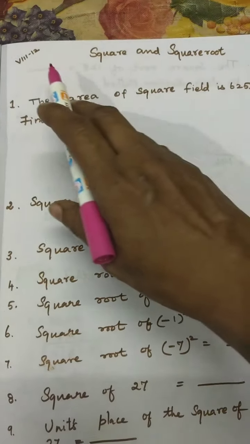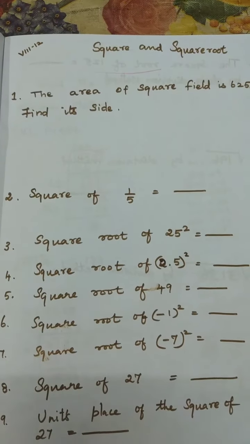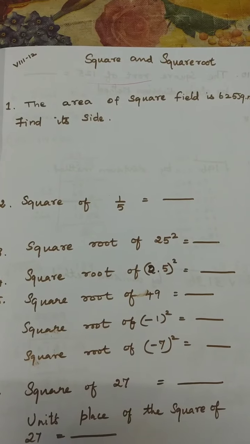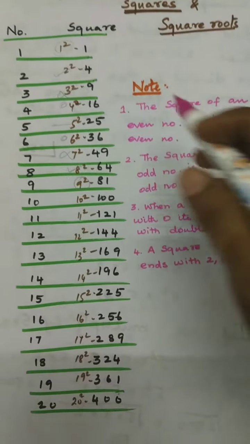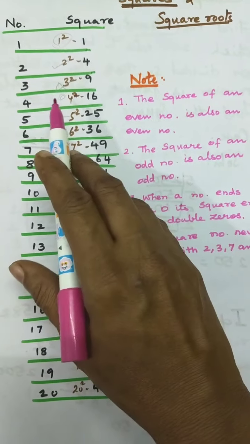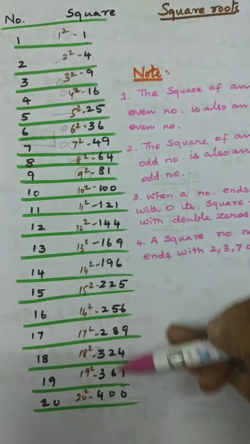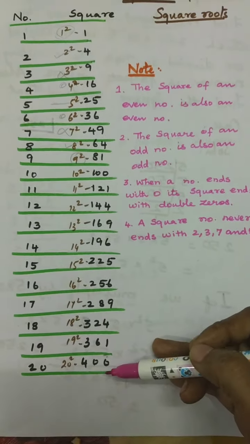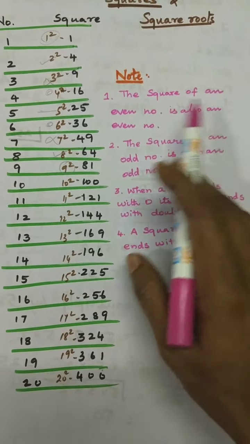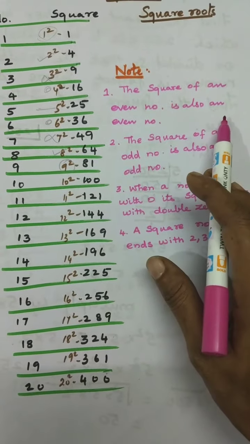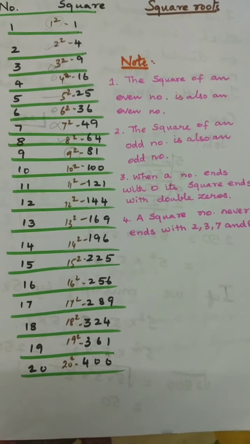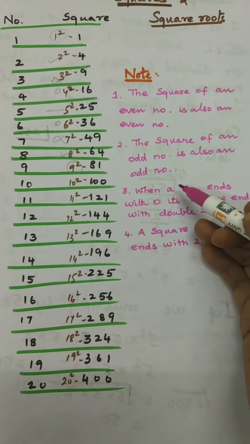Okay, in the last class we have seen the square and square root. How to find the square: 1 square is equal to 1, 2 square is equal to 4, like that we have written up to 400. This is the square. The note is the square of an even number is always an even number. The square of an odd number is always an odd number.